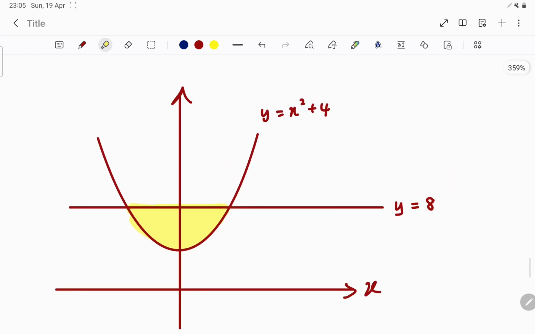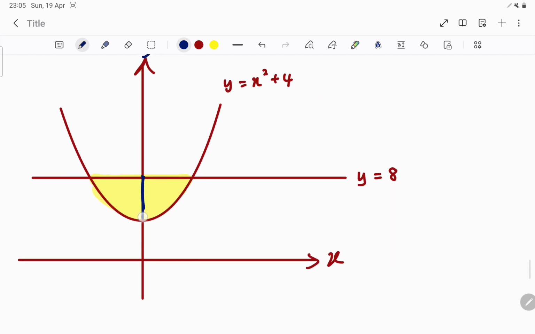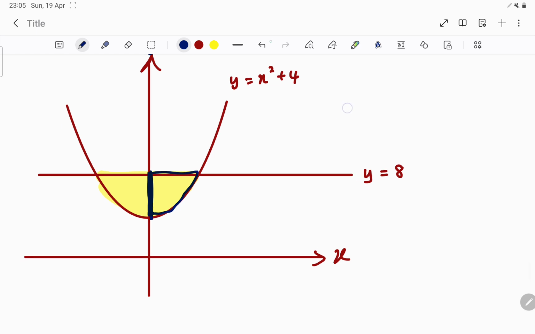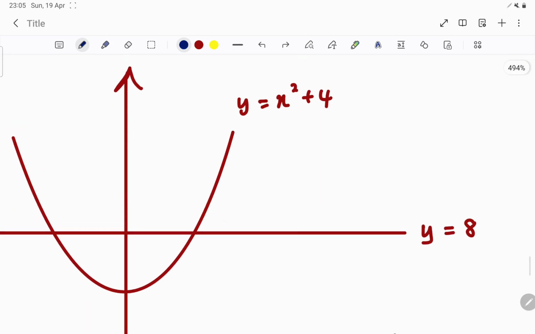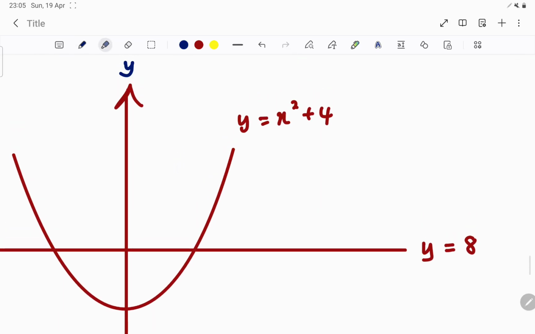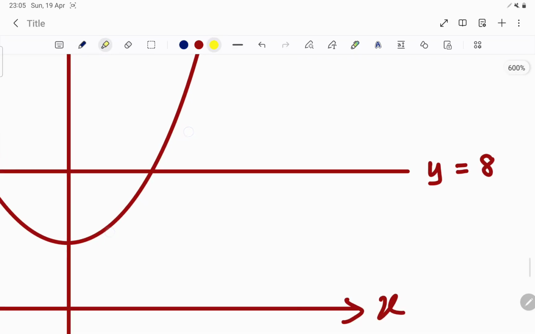But then they say bounded by the y-axis. This is our y-axis, right? So when it is bounded by the y-axis, you have to cut it up until here only, because you have to cut at the y-axis. You can take half only. So your shaded area right now is this one.